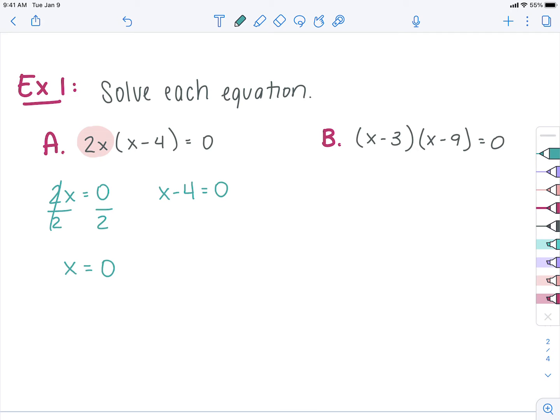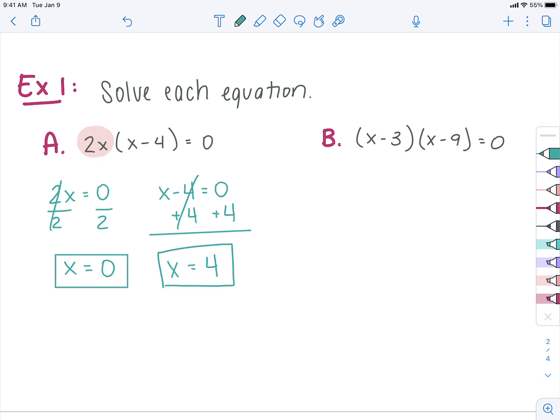Zero divided by any number is always going to give us 0. The other one, I've got to add 4. When I add 4, I get x equals 4. So now my two answers for problem A are x equals 0 and x equals 4. I should always get an answer for every factor that I have. So since I had 2 factors, I get 2 answers. In B, I have 2 factors, so I should get 2 answers. If I had multiple sets of parentheses, I should get an answer for each set of parentheses I have.